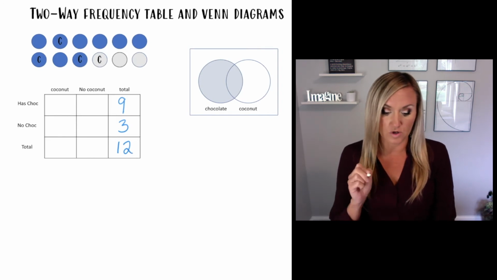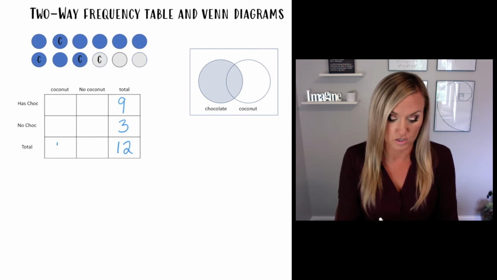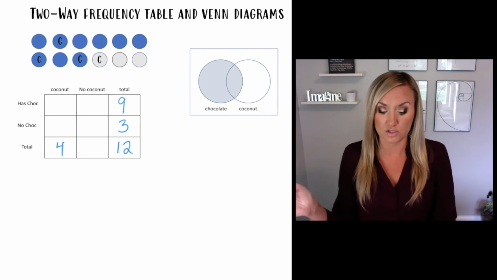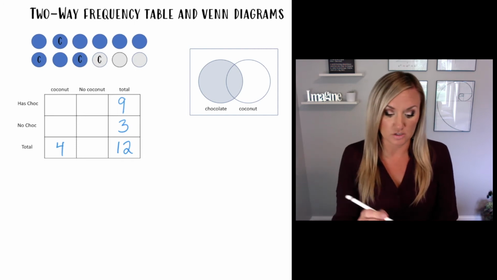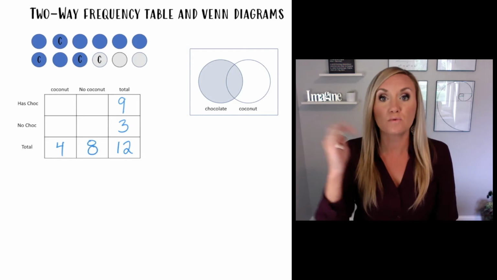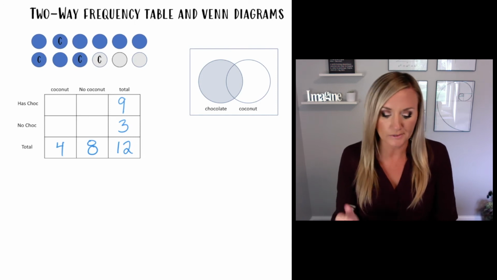So how many have coconut? Remember, the C's are the coconut, so there are 4 coconut. How many do not have coconut? Well, all the ones that do not have the C's, and there should be 8 of them, right? 1, 2, 3, 4, 5, 6, 7, 8. Perfect. Okay, so now from there, you can kind of fill out the middle of our 2-way frequency table.